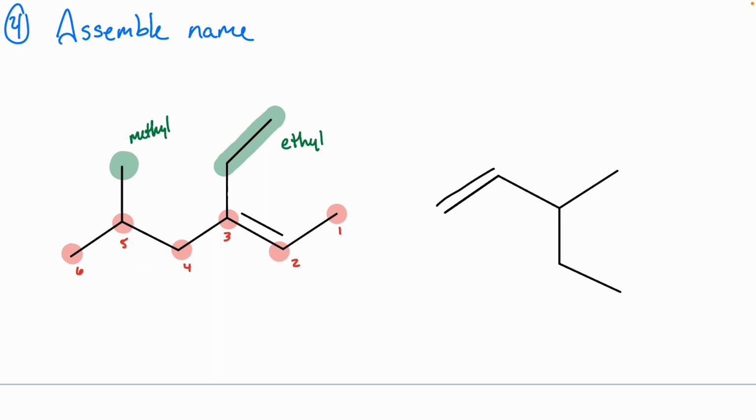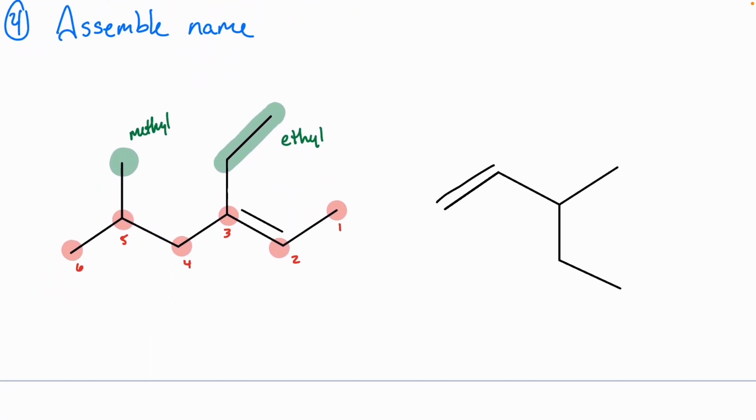Okay, and so now we have gotten ourselves to step 4 here, where we're going to assemble the name. Importantly, now that I have these two substituents, I have to order them in my name in a particular way. And how do we order them? Alphabetically, absolutely. So this would be 3-ethyl, 5-methyl, and then that double bond is between carbons 2 and 3, so 2-hexene.